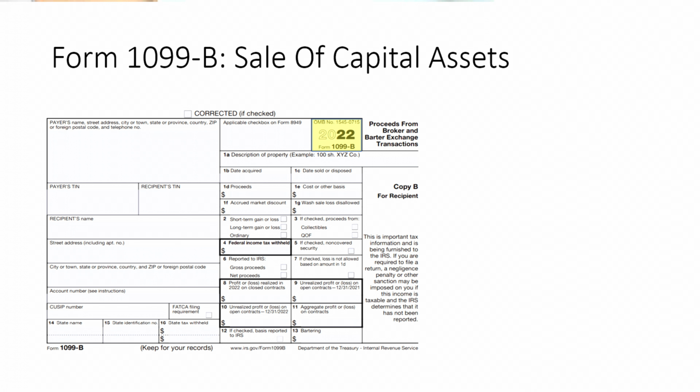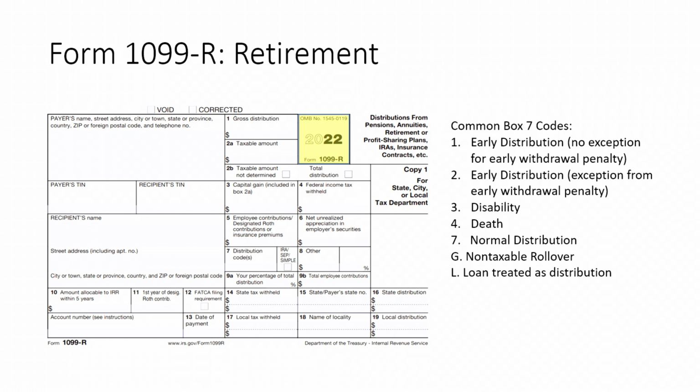Any state taxes withheld, again, just like the interest and dividends, that's going to be reported on boxes 14 through 16. Anytime money is pulled out of a retirement account or you're converting one retirement account to another retirement account, you'll be getting this form 1099-R. Box 1 is going to report your gross distribution or the amount that you're rolling over.